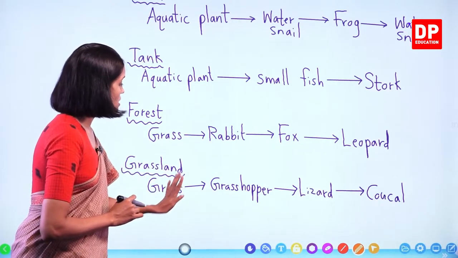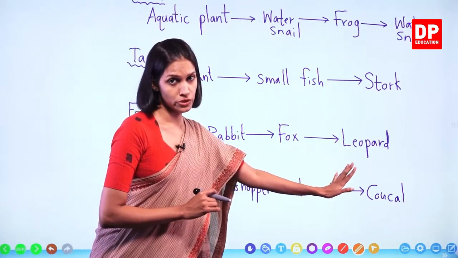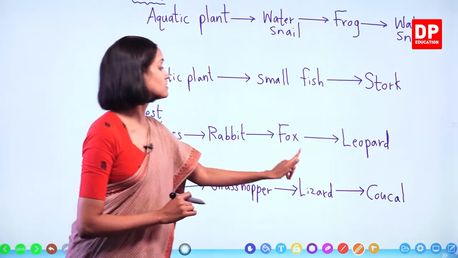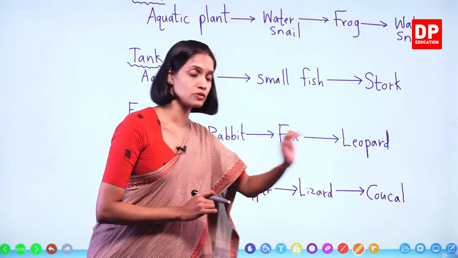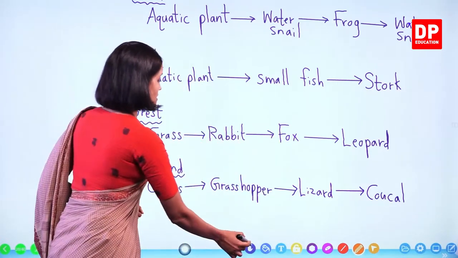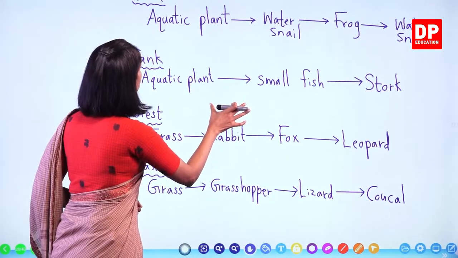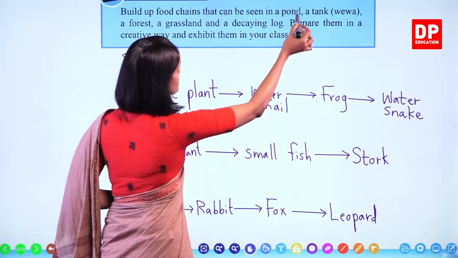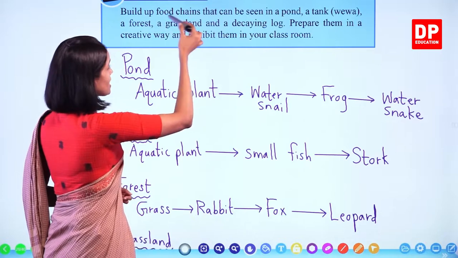So the producer and the three consumers. Altogether, there are four links. The first link, second link, third link, and the fourth link. Okay? What is the next environment? Right. So we completed pond, tank, forest, and the grassland.